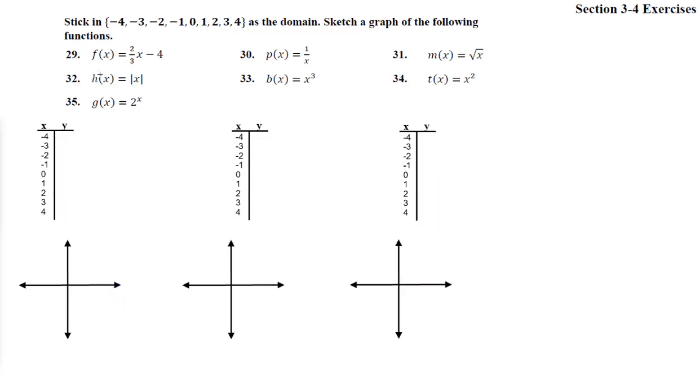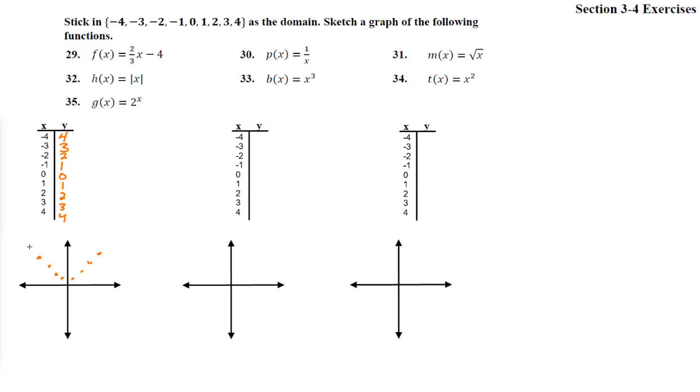Number 32, h of x equals absolute value. So let's stick these numbers in for x. Absolute value of negative 4 is 4. Absolute value of negative 3 is 3. So if we stuck that right in there, that's what number pops out. 2, 1, 0. Absolute value of 1, we get those positive numbers back over. So negative 4, 4, that's 1 point. Negative 3, 3. Negative 2, 2. Negative 1, 1. 1, 1. 2, 2. 3, 3. 4, 4.